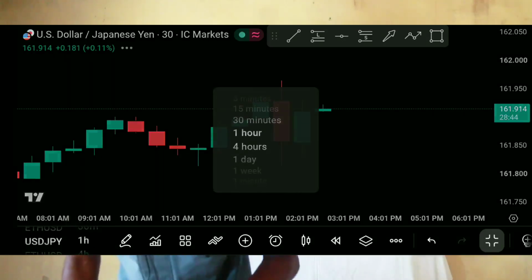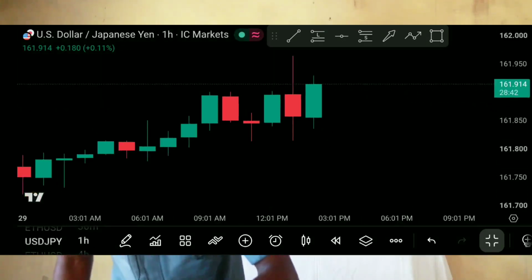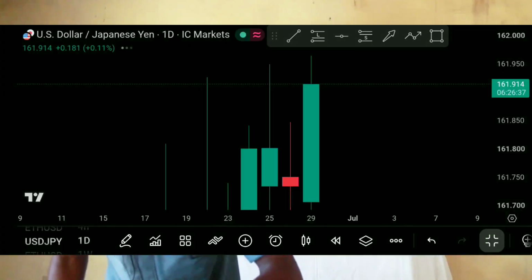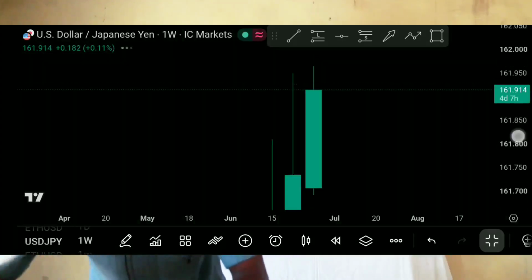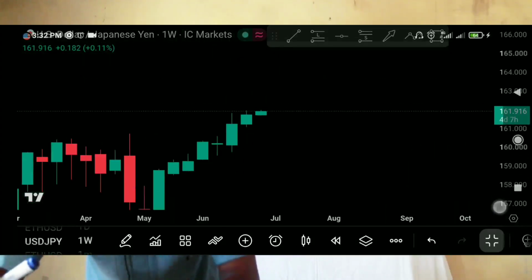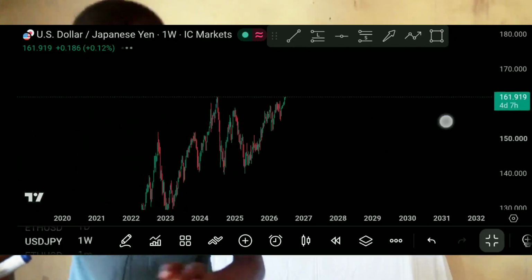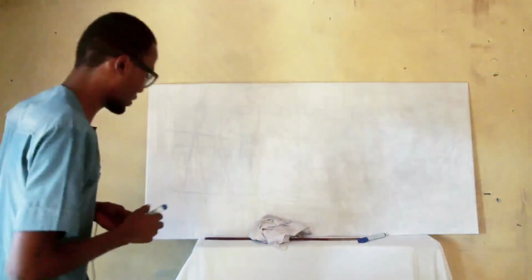This is the 1 hour time frame. This is the 4 hour time frame. This is the 1 day time frame. And this is the 1 week time frame. Now we are going to start from the 1 week time frame. But before we start there, let me explain something now.